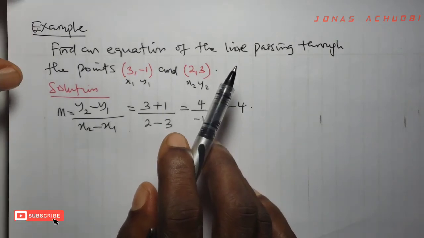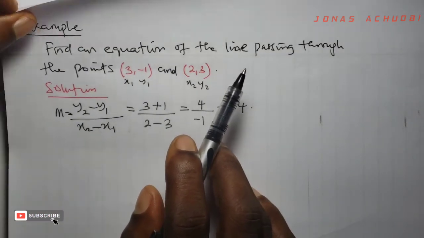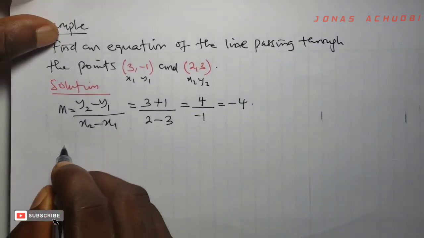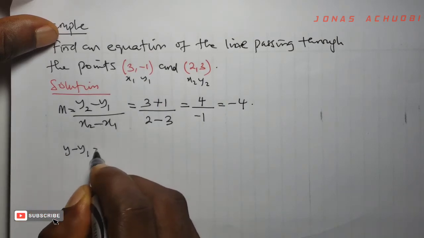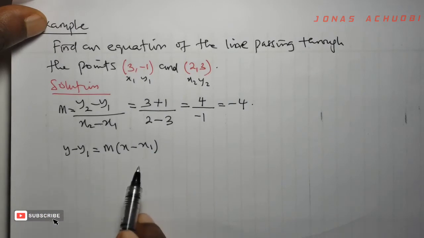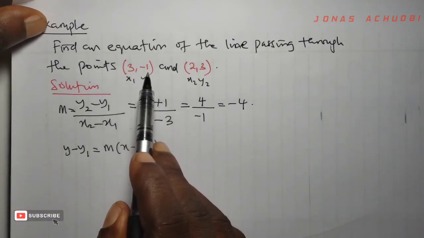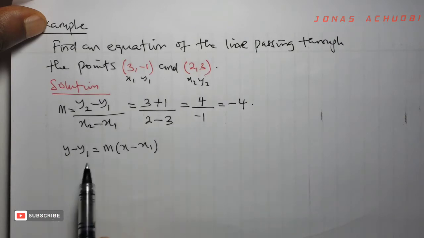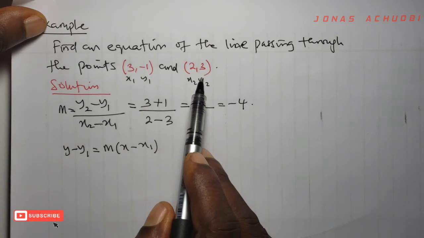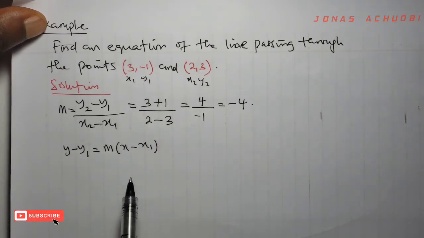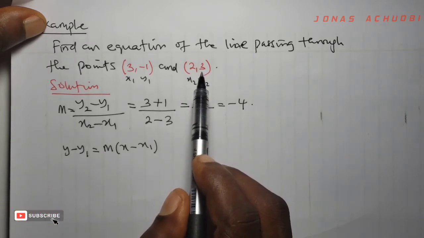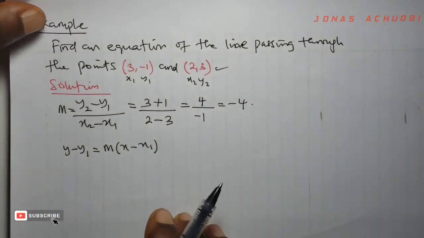Now we can apply our point slope equation to find the equation of the straight line. So the point slope equation says y minus y1 equal to m into x minus x1. In this case, we have 2 points, (3, -1) and (2, 3). So which point do we make use of in this equation? The answer is you make use of either of them. If you make use of the first point, you arrive at the same equation as you would have using the second point. So let us take the second point here.